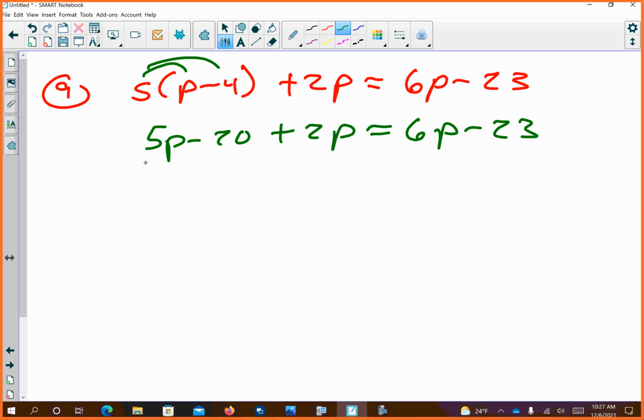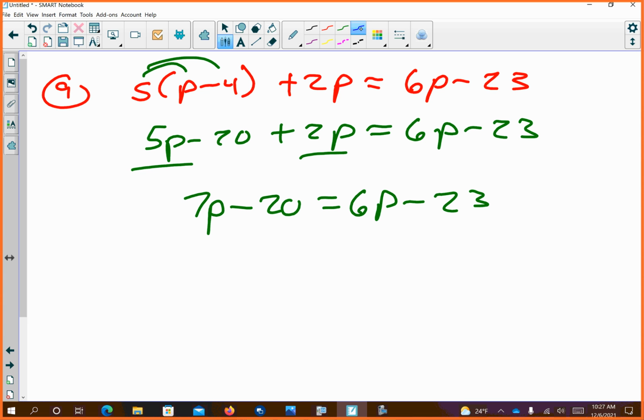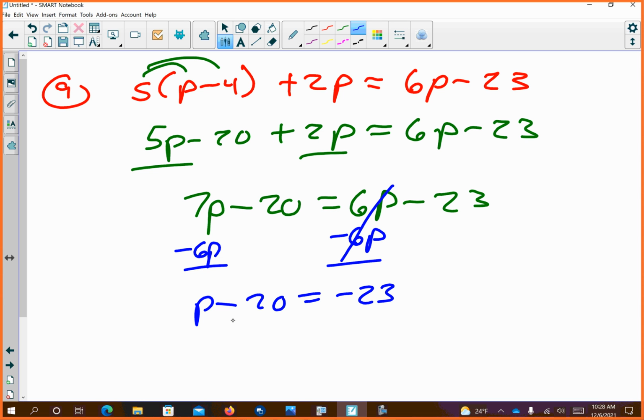So I get that. I want to combine my like terms on this side. All right. Subtract 6p from both sides. Those cancel, so that gives me p minus 20 equals -23. Add 20 to both sides. So it looks like p equals -3.